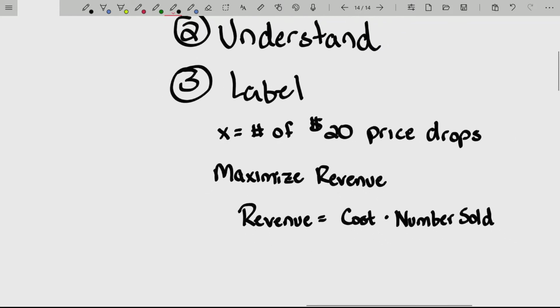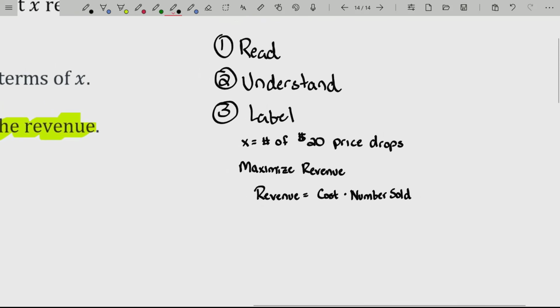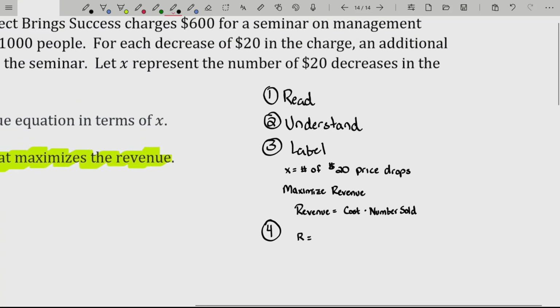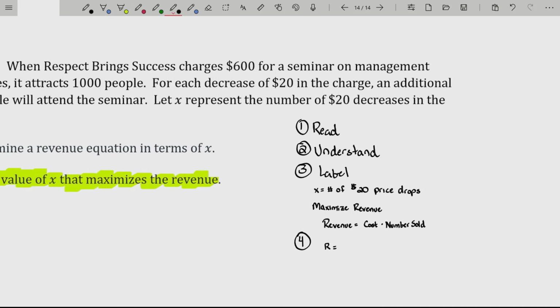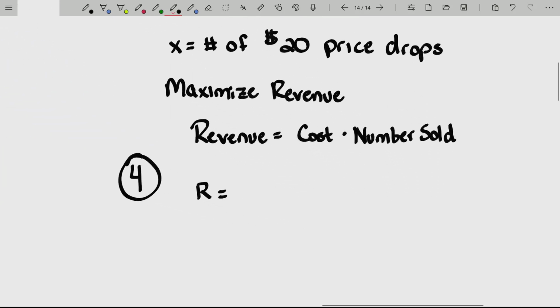Okay. So let's go ahead and now start introducing mathematics. That's kind of what step 4 is. Introduce the mathematics once you label things. So the mathematics here. Well, revenue. Let's go ahead and actually initially state what revenue is. So revenue initially is, well, we charge $600. So I'm going to say revenue normally, we would charge $600.